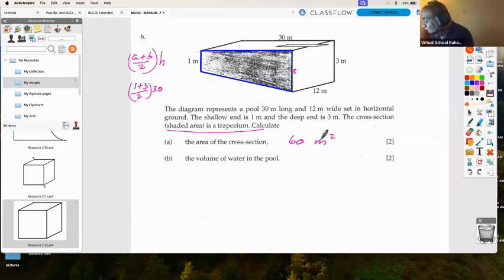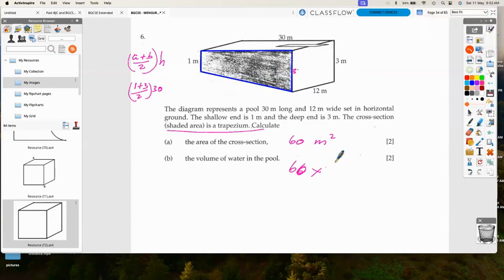And now they want the volume. So remember, this here is a prism, and it's a trapezium prism. That means the base is a trapezium. So any prism is the area of the base times the height. So now we know the area of the base is 60, right? What is the height of the pool now?